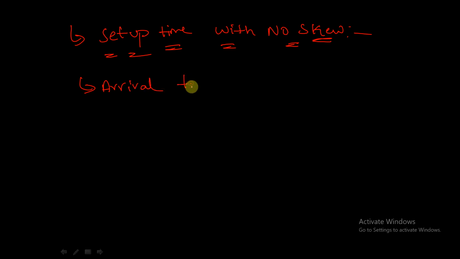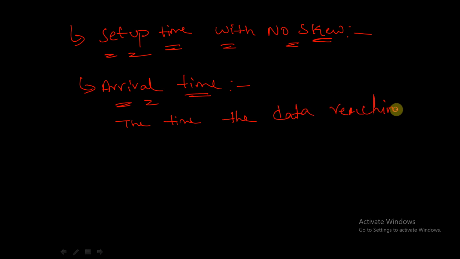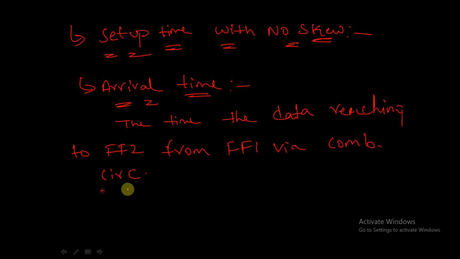What is this arrival time? The time at which the data is reaching flip flop 2 from flip flop 1 is called arrival time. So, the time the data takes to reach flip flop 2 from flip flop 1 via the combinational circuit. This time interval is called arrival time.